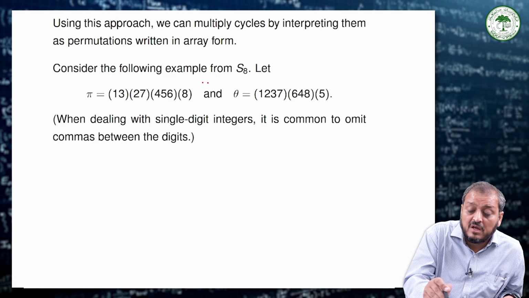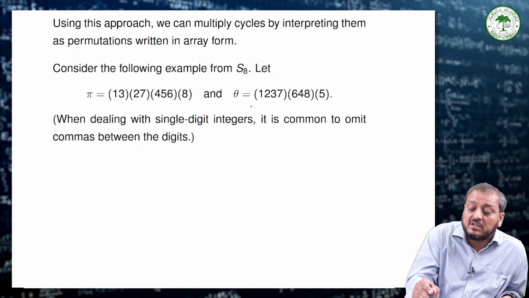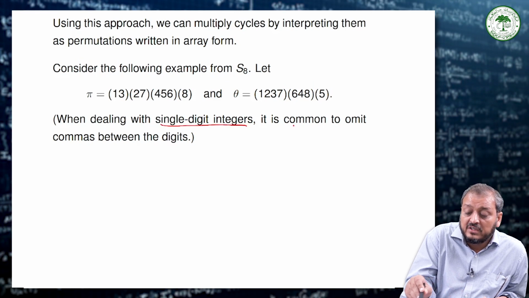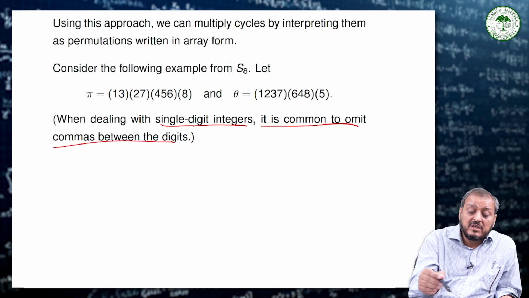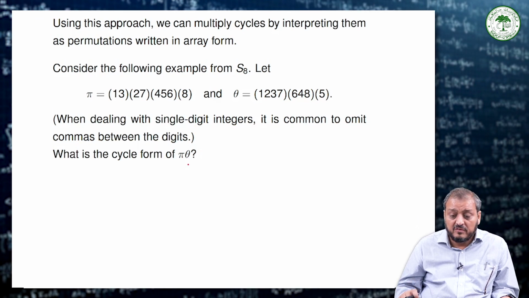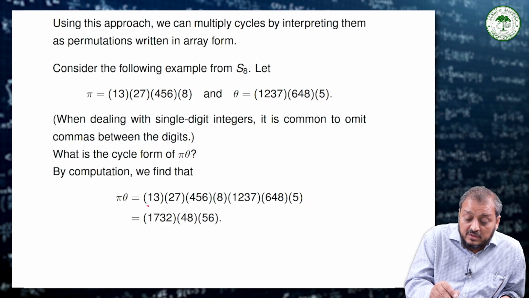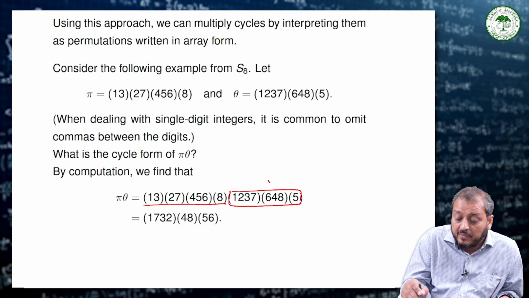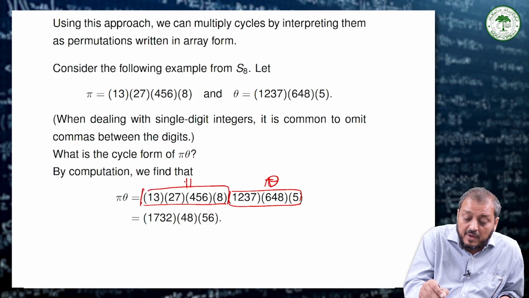So, consider the following example: pi is equal to this cyclic notation, and theta is equal to this. When dealing with single-digit integers, it is common to omit the commas between the digits. Now we try to find the cycle of theta pi. So, theta pi is written in this form, where this is theta and this is pi.